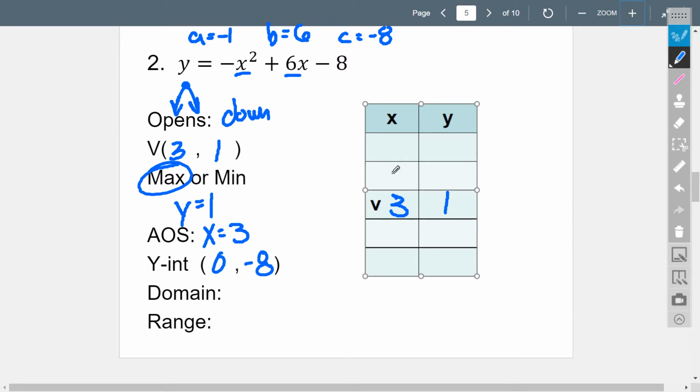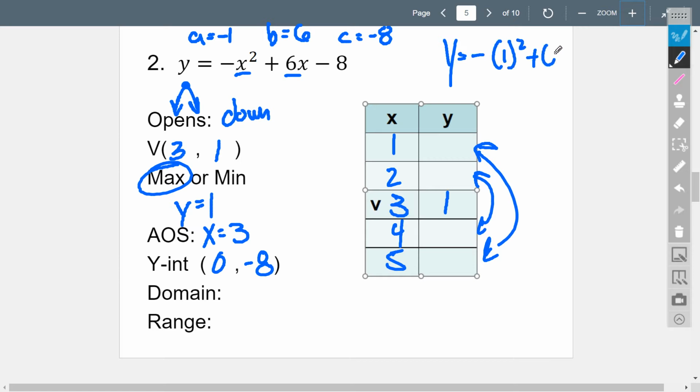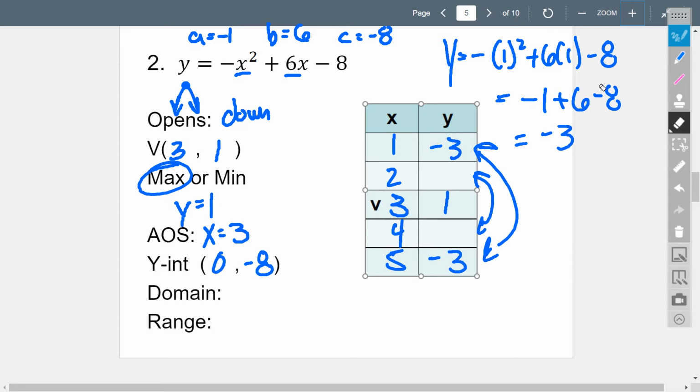If I fill out my table, to the left of 3 is 2 and then 1, and then 4 and then 5. These two are symmetrical and these two are symmetrical. So I'm going to figure out what the rest of this table is. So let me plug in 1. So y equals negative 1 squared plus 6 times 1 minus 8. So negative 1 plus 6 minus 8 is negative 3. So this one's negative 3 and this one's negative 3.